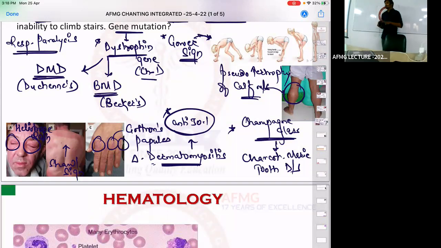Strawberry or mulberry like nasal mucosa is inferior turbinate hypertrophy, which is seen in case of DNS. No issues with this.